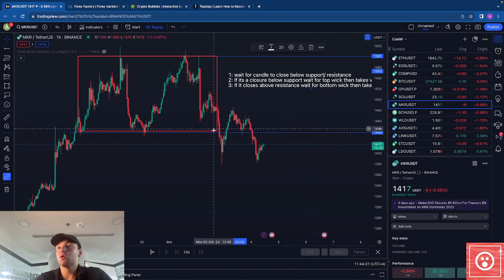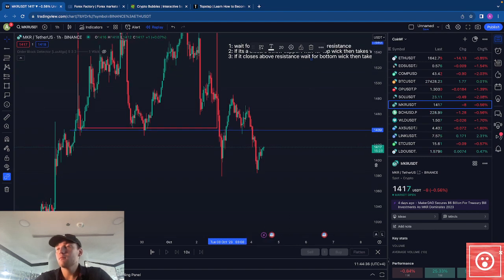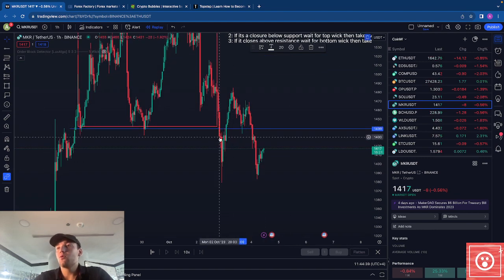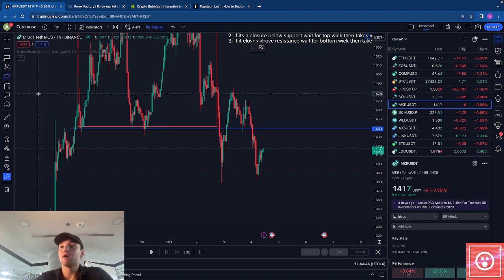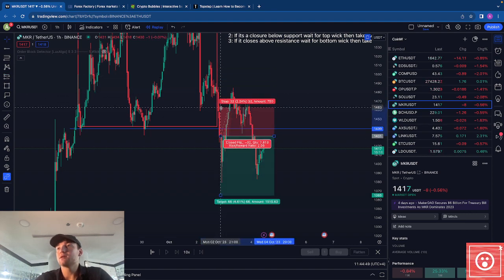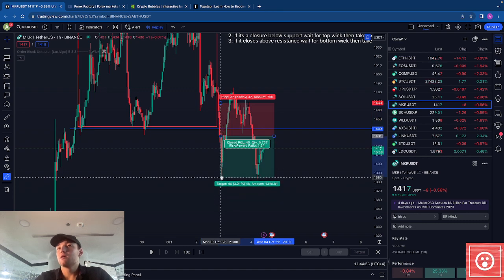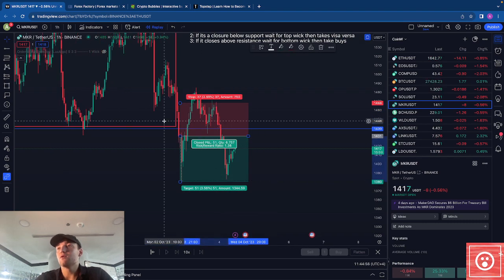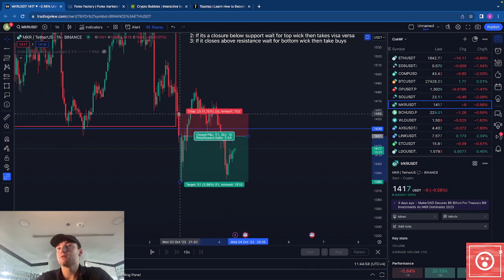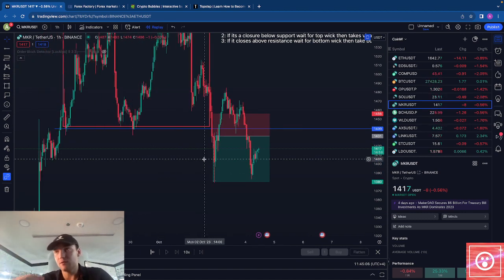Wait for candle to close below support, create a top wick, flip bearish, right? Same thing here. We had a close below support, a top wick was created, wait for the flip, you take sells. So sell over here, stop loss would have to be above this previous high, and you want to be targeting a 1:2. For this trade, you would put your stop loss just above this level, and target a 1:2, and that actually hits perfectly, okay? So that trade would be valid.